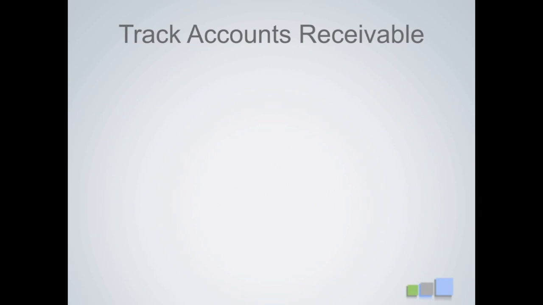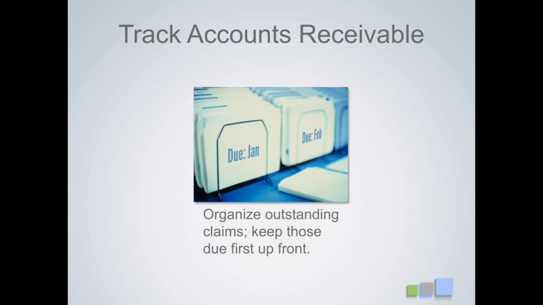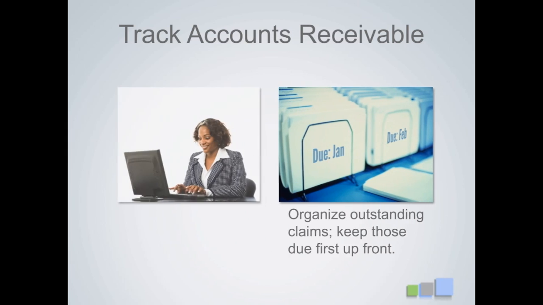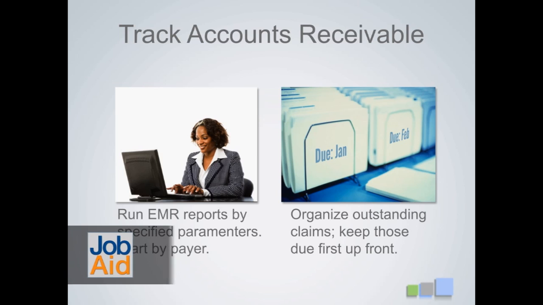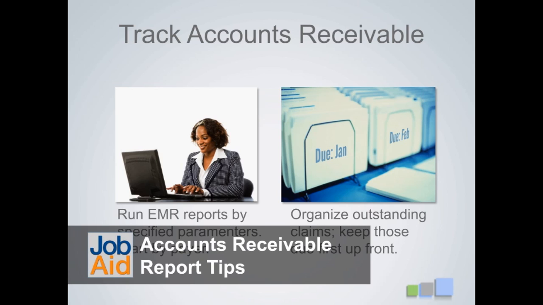The best way to know if a claim payment is behind schedule or missing is to organize your paperwork. For example, keep claims with the shortest filing timelines on top. If you're using an EMR, you'll want to generate the standard accounts receivable report from your clinic's EMR system. Start by running a report by payer. Other choices might be by the date of service or by 30 or more days outstanding claims. Each EMR is different. Consult your clinic services manager or accounting specialist. You can refer back to the downloadable job aid, Accounts Receivable Report Tips.